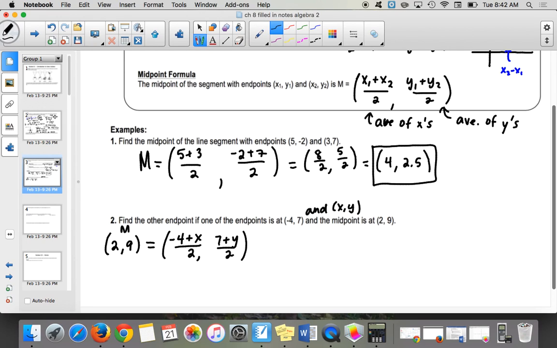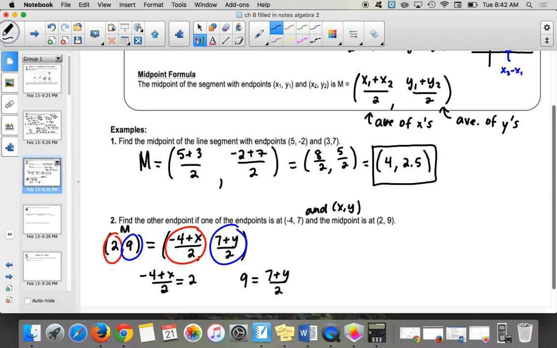And then we set up 2 equations. So our first equation involves the -4 plus x over 2. What's it going to be equal to? And then we set this one equal to this. What about the other equation? What's it going to come from? So 9 is equal to 7 plus y over 2. So now we solve for x and we solve for y.